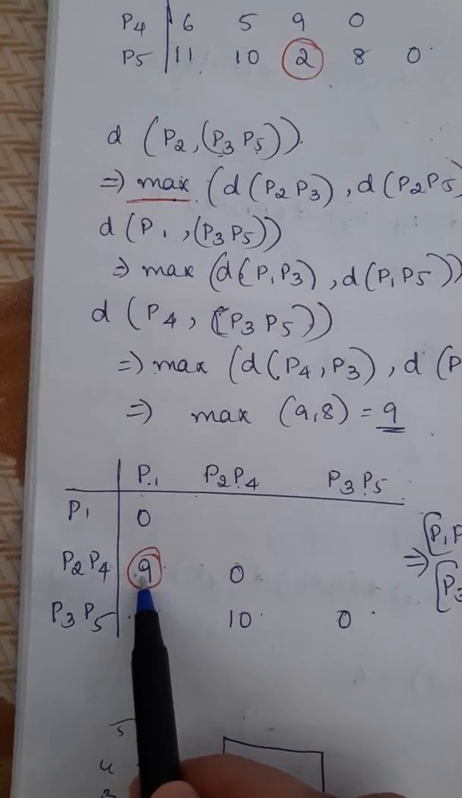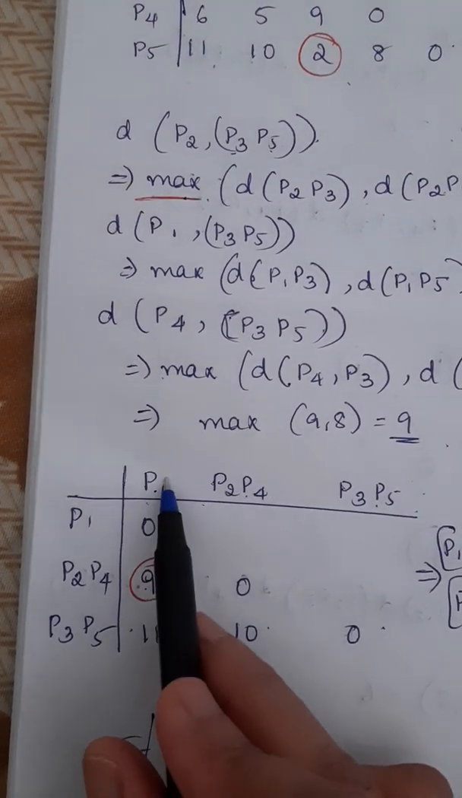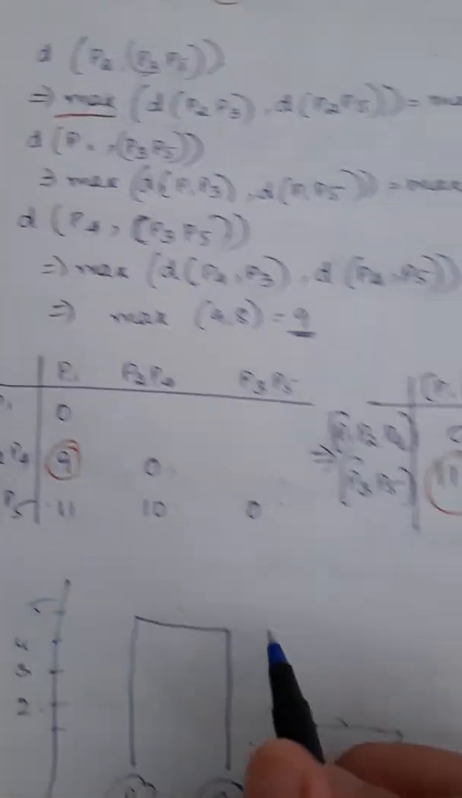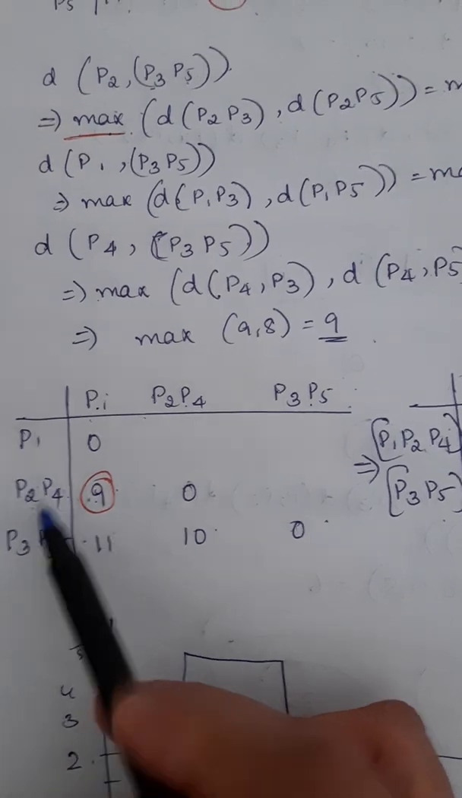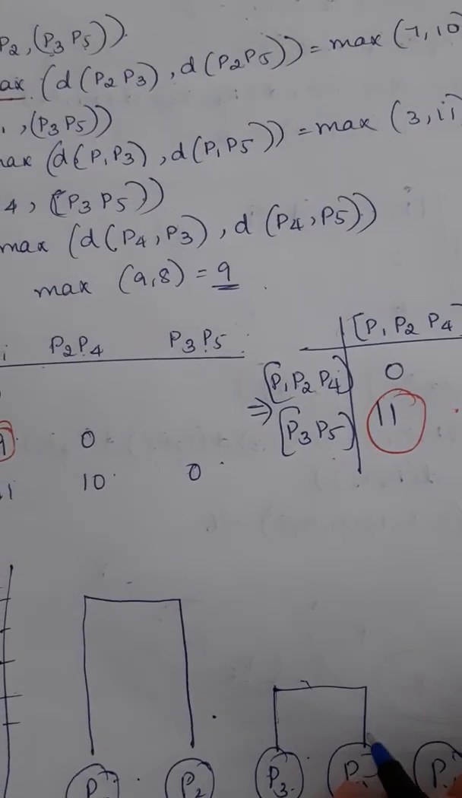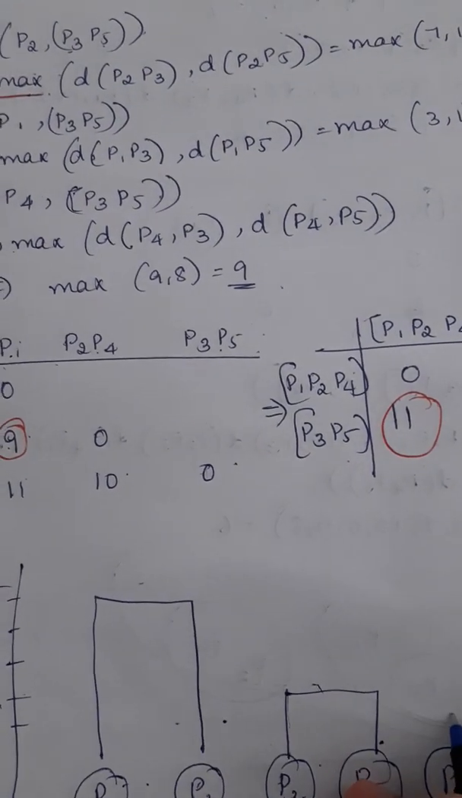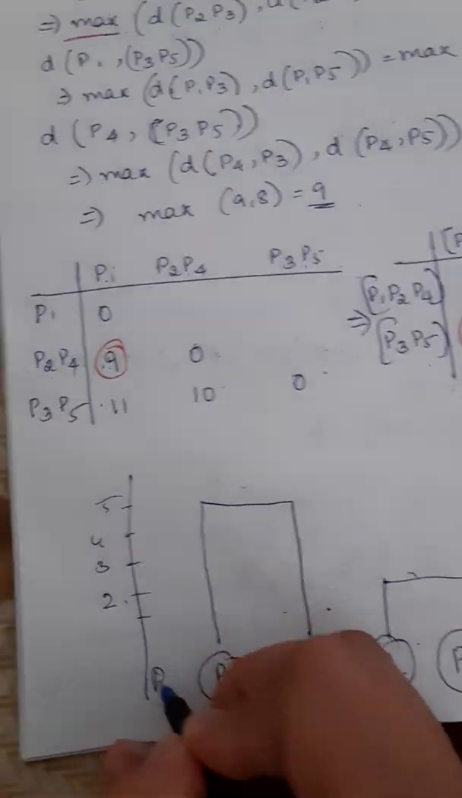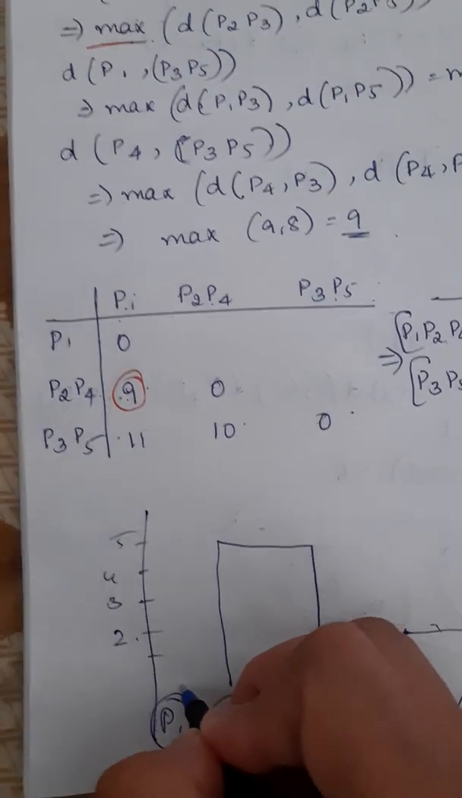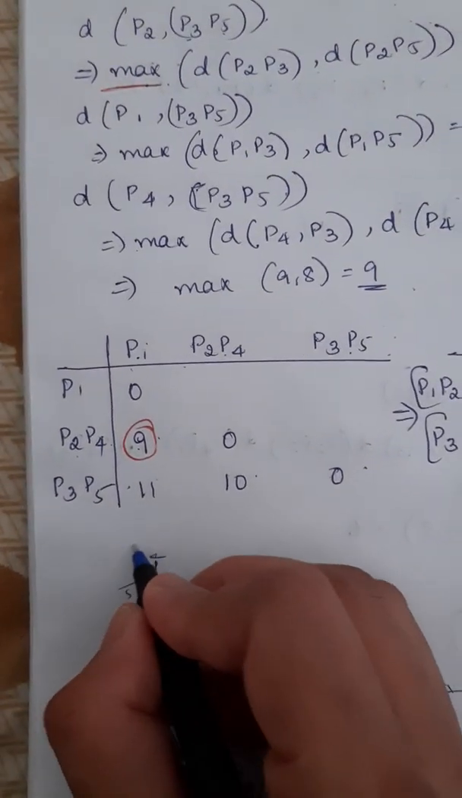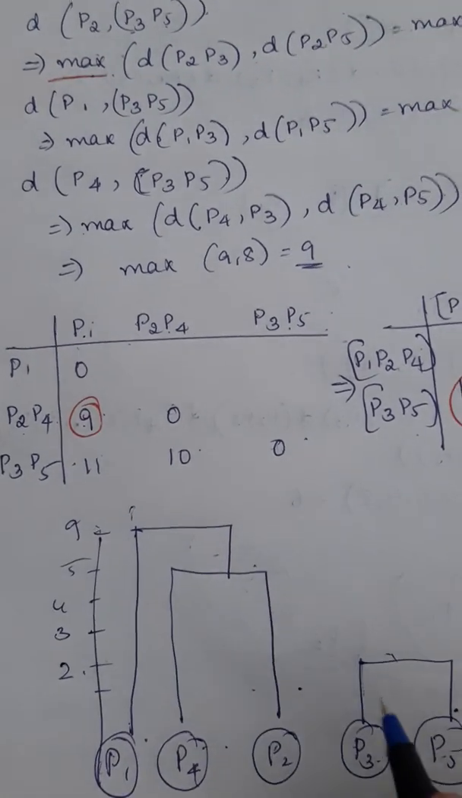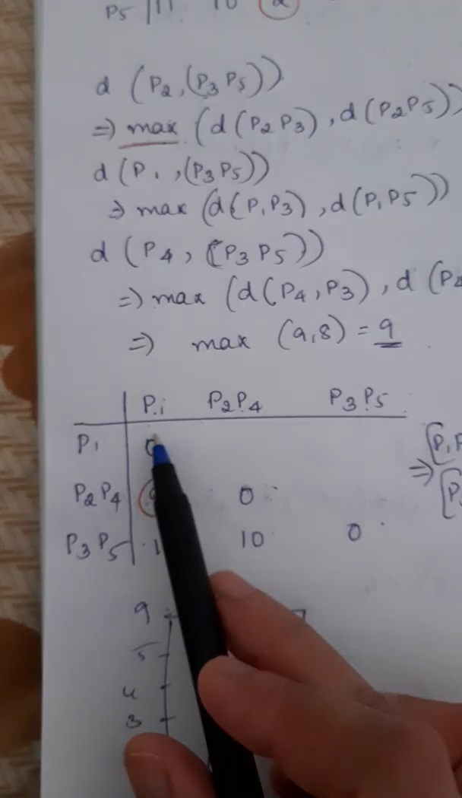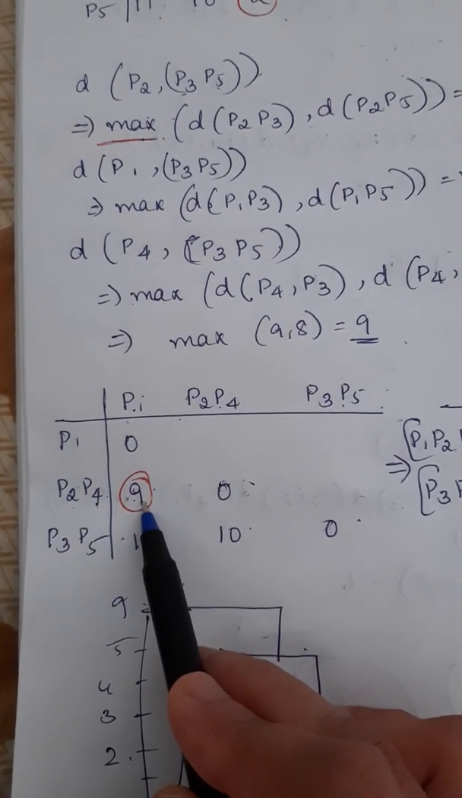The least value is 9. 9 corresponds to which one? It corresponds to P1 and P2, P4. So in the next iteration I am going to merge P1 and P2, P4. These two will be merged. I'll do one thing: I will cut this from here and put P1 over here. At what distance? At a distance of 9, I'm going to merge these two, P1 and P2, P4, because that is the least value.